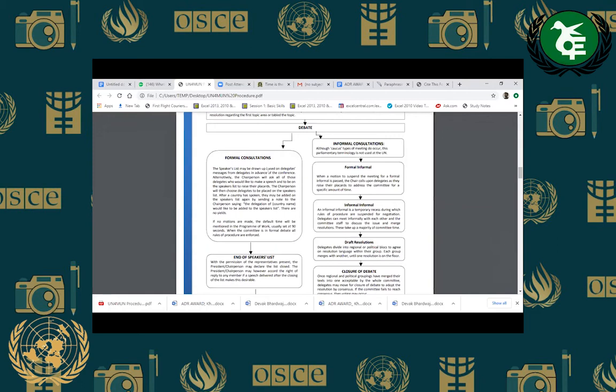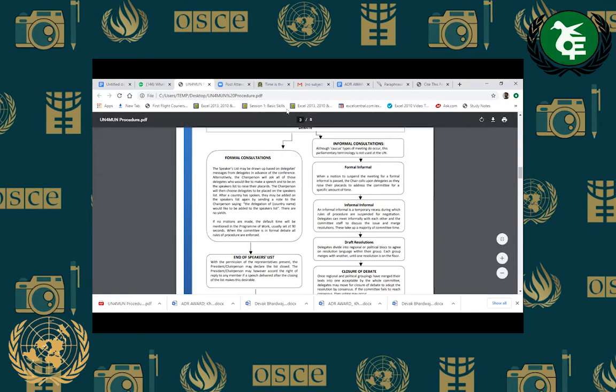Now, to explain a very important concept in the formal consultation, which is points. Yes, France, you've raised your hand. Do you have a doubt?